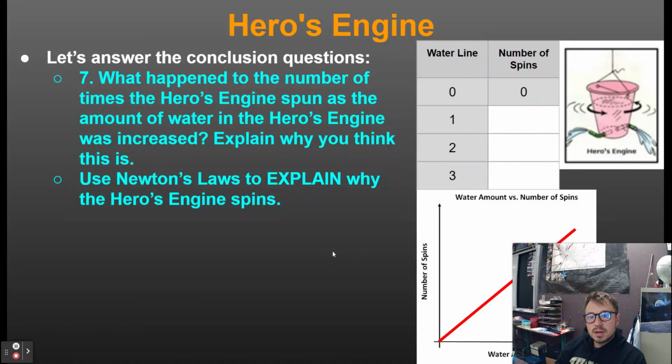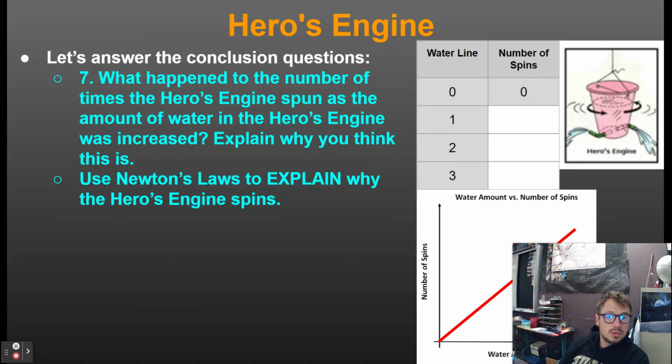Use Newton's laws to explain why the Hero's engine spins. Because the straw is bent and it's pushing the water out. It's redirecting that water, pushing the water out. The water is also pushing on the straw, the Hero's engine. Because they're bent, it creates that torquing motion. The force being applied to the Hero's engine is sort of off-center, creates that torquing motion, and it spins.